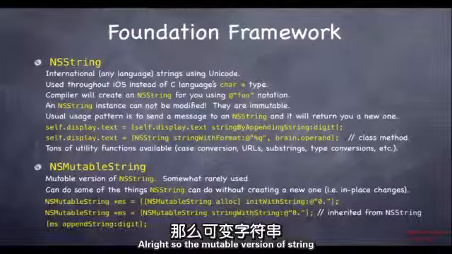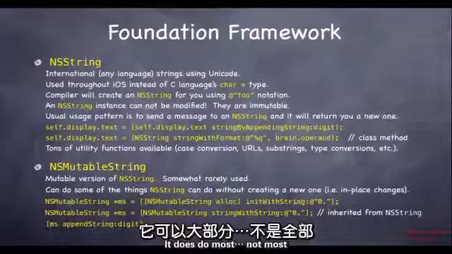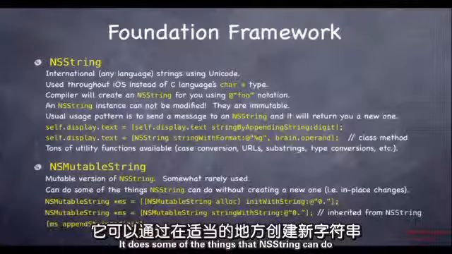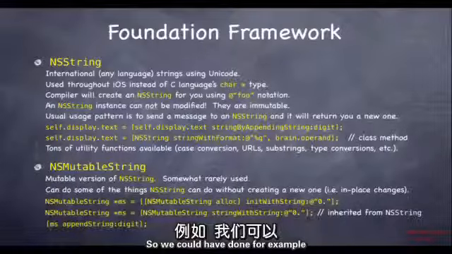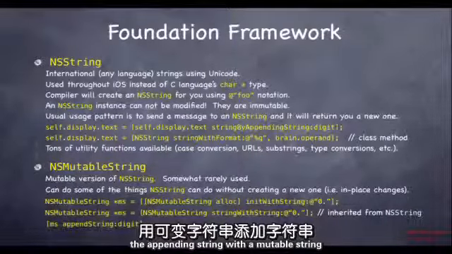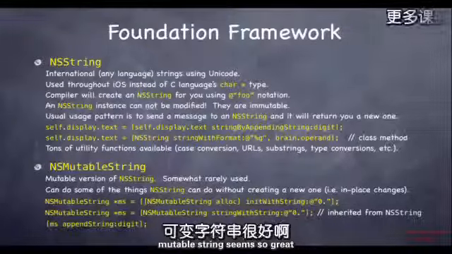All right, so the mutable version of string, NSMutableString, does some of the things that NSString can do by creating you a new string in place. So we could have done, for example, the appending string with a mutable string. But why don't we use mutable string? And students really want to understand. Mutable string seems so great.